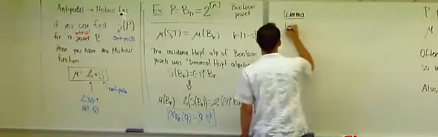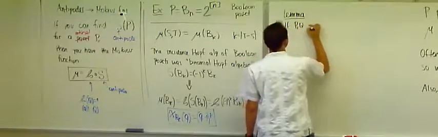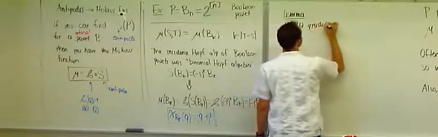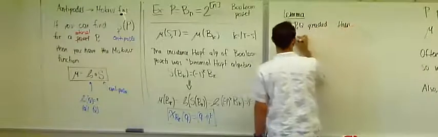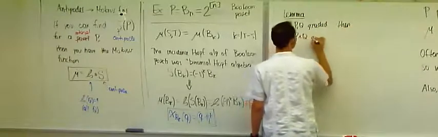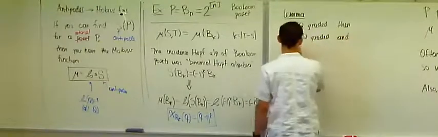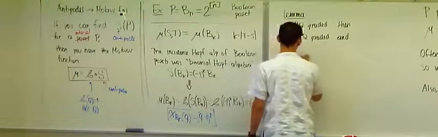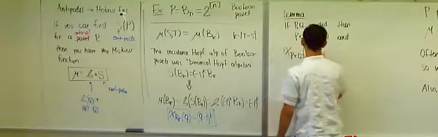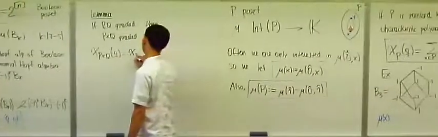If p and q are graded, then p times q is graded, and the characteristic polynomial of p times q is just the product of the characteristic polynomials.